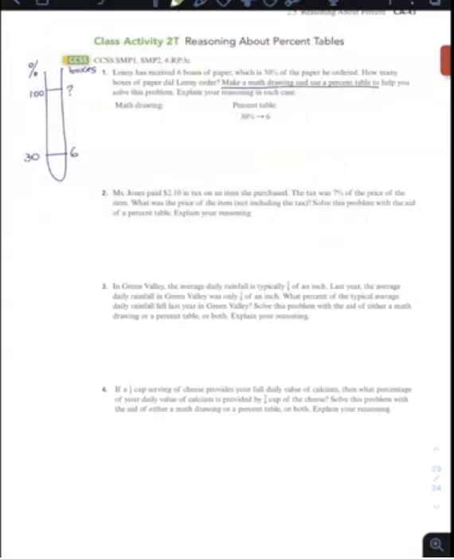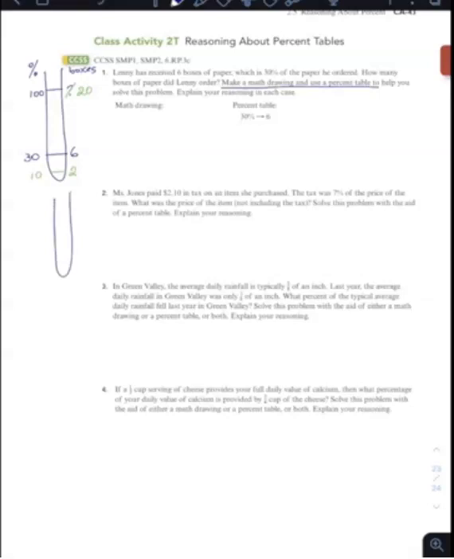So we can do a few things to solve this. Well, I could say if 30% was 6 boxes, then 10% is going to be 2 boxes, a third of that. And if 10% is 2 boxes, then 100% is going to be 20 boxes. So there's going to be a total of 20 boxes that he ordered. Let's look at number 2.